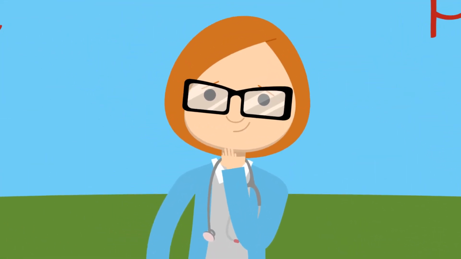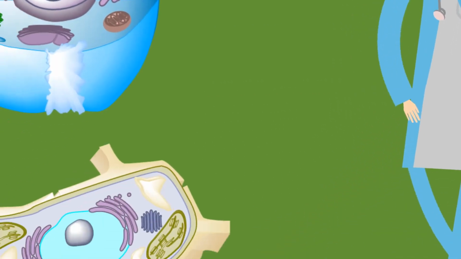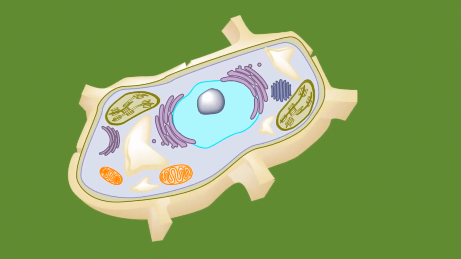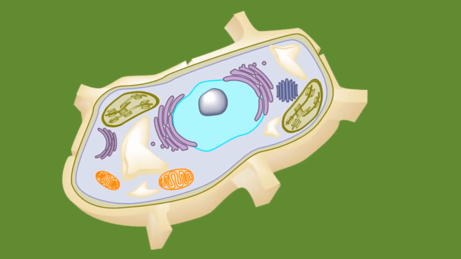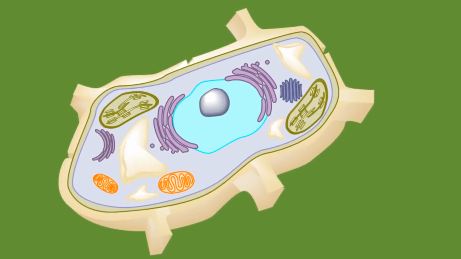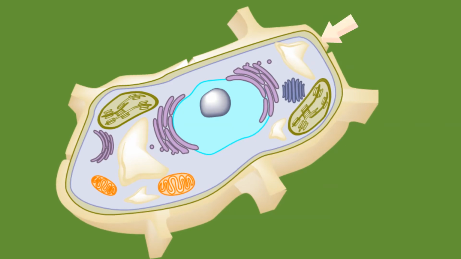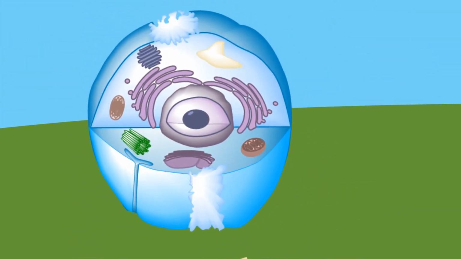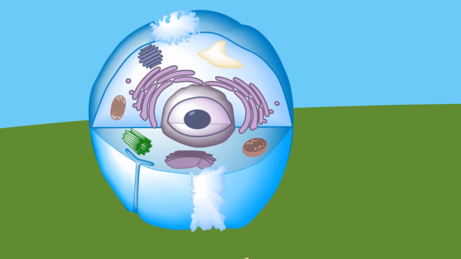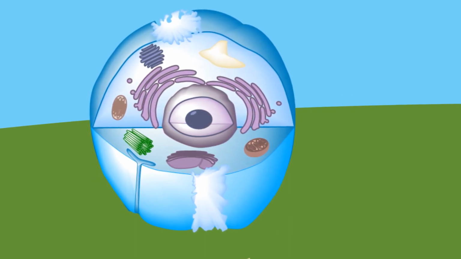Now let's take a look at the eukaryotic cell. While you may have heard that plant cells and animal cells are both eukaryotic, they still do have some differences. While the plant cell has a cell wall like the prokaryotic cell, the animal cell does not. However, for today, we will show you the eukaryotic features in the animal cell.